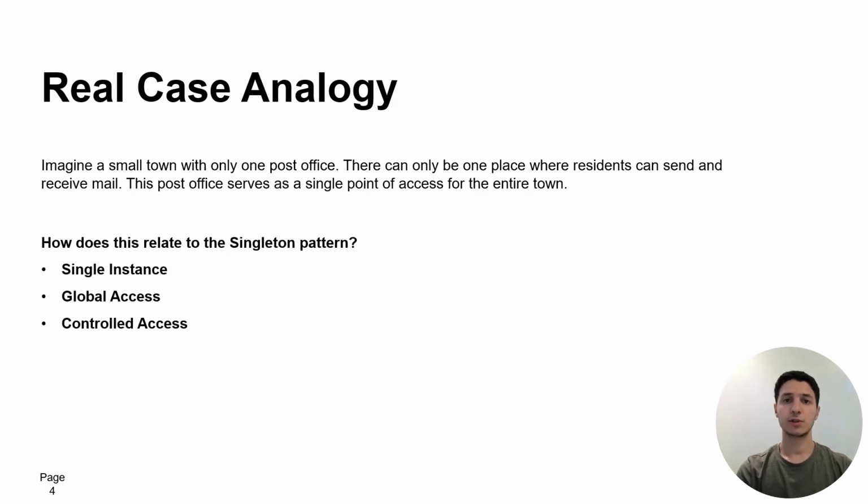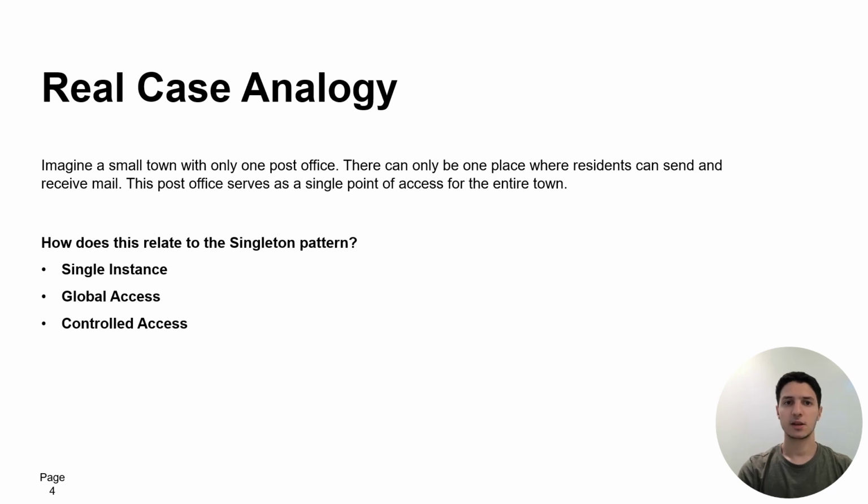So how about a real case analogy? We're going to imagine a small town with one post office, and all residents in that town can send and receive messages through that post office. And that post office offers a single point of access to the entire town. So how does this resemble a singleton? Well, single instance. Just like there's only one post office in the town, the singleton pattern ensures that there is only one instance of a particular class throughout the application.